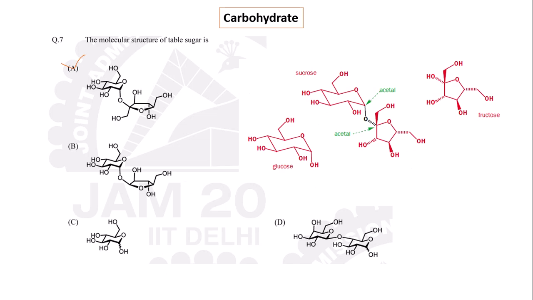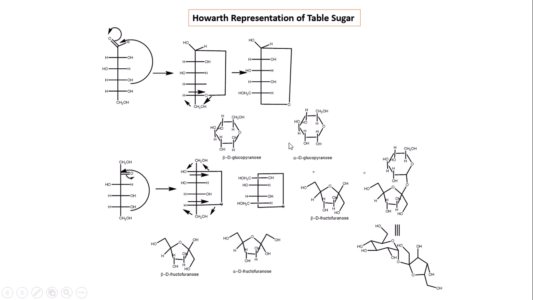Now we are going to the first question, the molecular structures of table sugar. The table sugar can be represented by the two structures. One is the sucrose, another is the disaccharide of glucose and the fructose. And this is the unit of the glucose and this is the unit of the fructose. And these two units can be joined by the anomeric OH group.